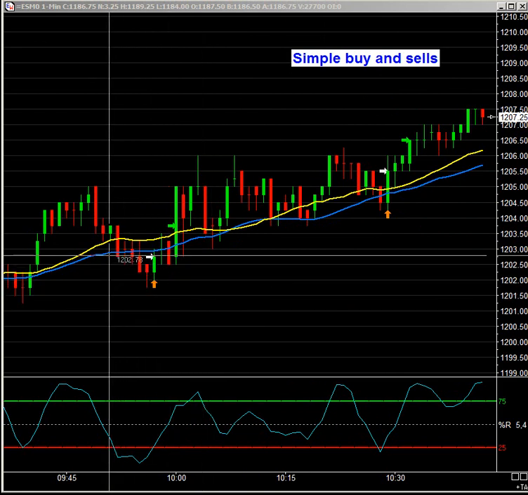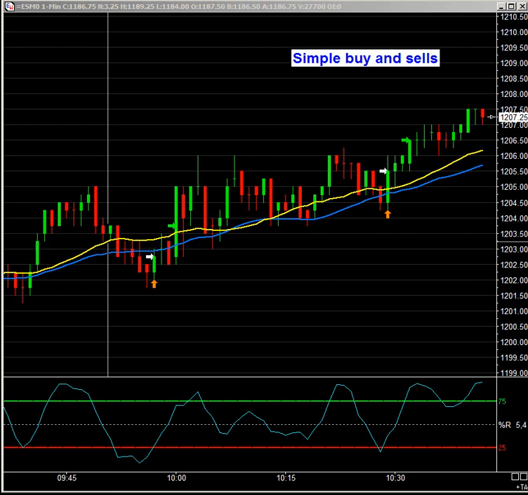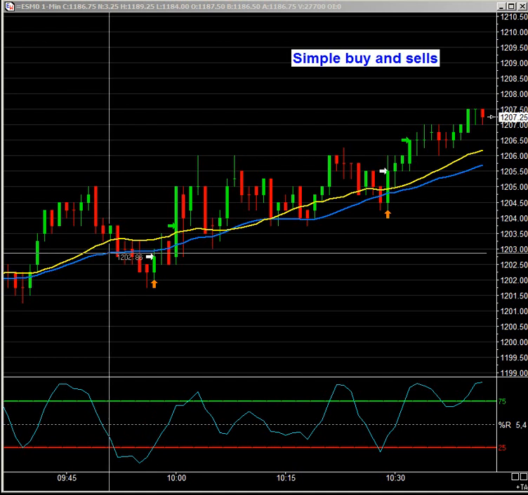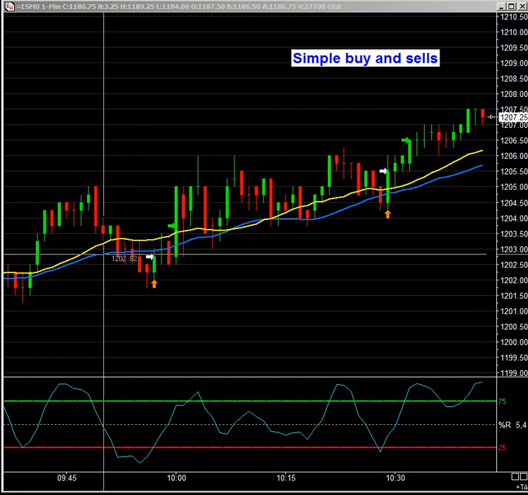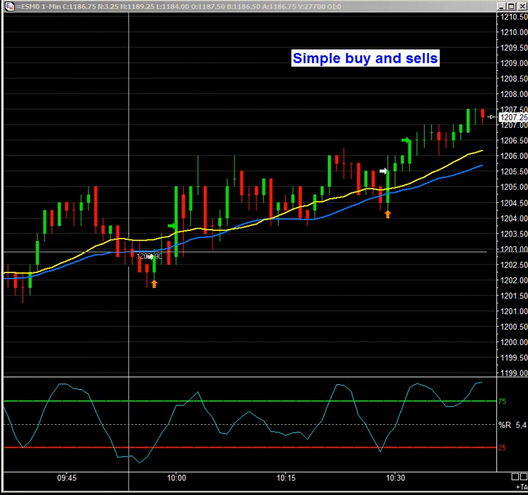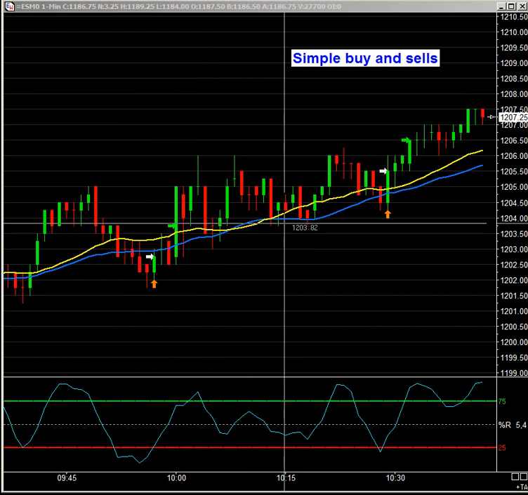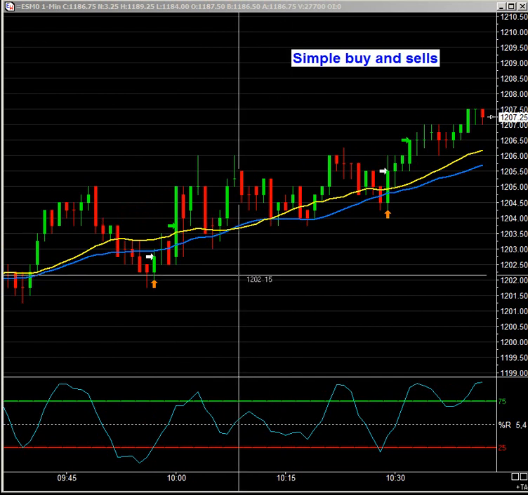The first thing you need to know with this particular trade is where the moving averages are. In this case, this is a 20-minute moving average, which is the yellow line. And the blue one, on the 1 minute trades, the simple buy and sells, is running at a 30-minute moving average. So they're quite close together. But all you need to know is when the yellow line's above the blue line, we're looking for buy signals. And when the yellow line crosses down and is below the blue line, we're looking for sell signals.